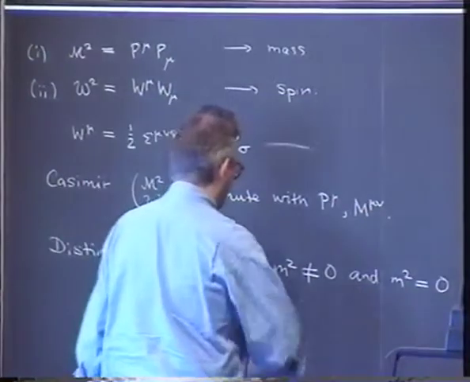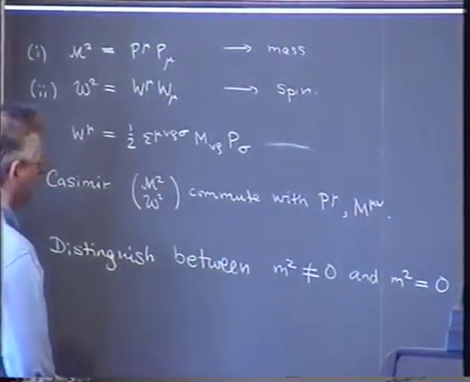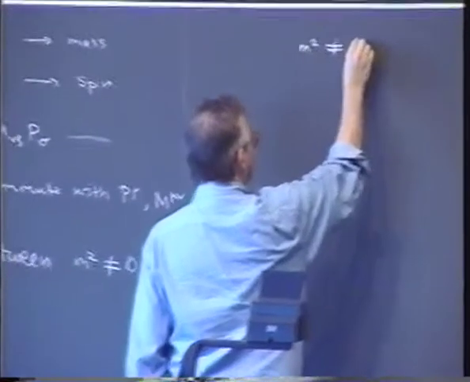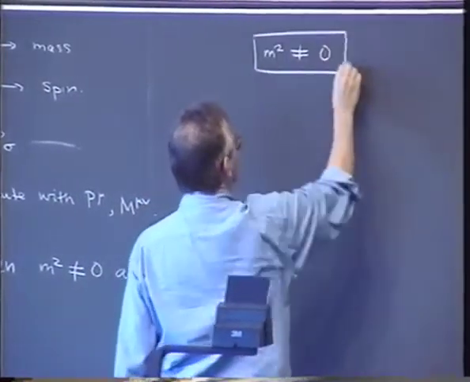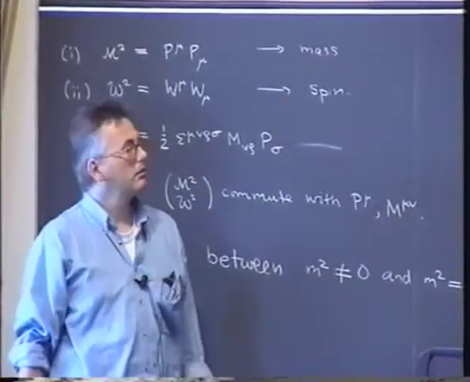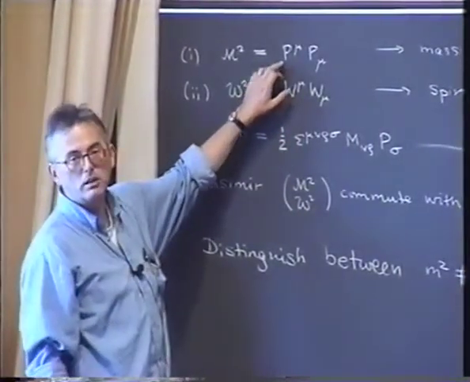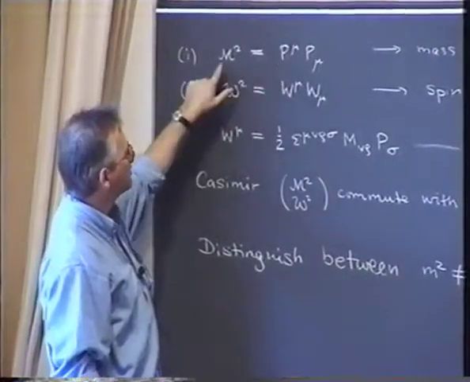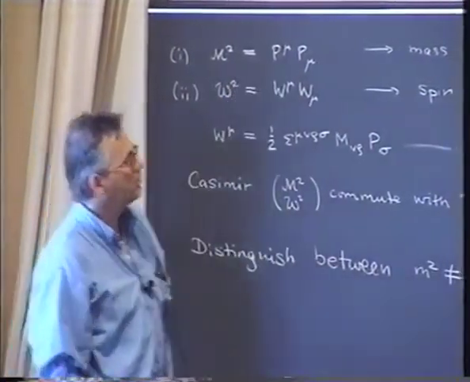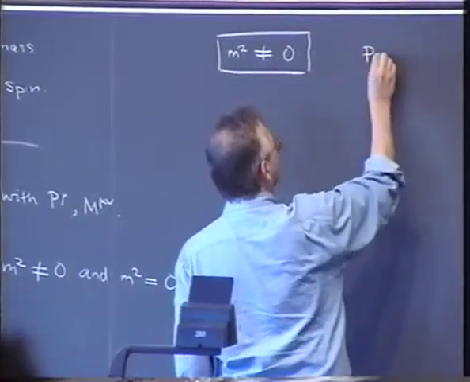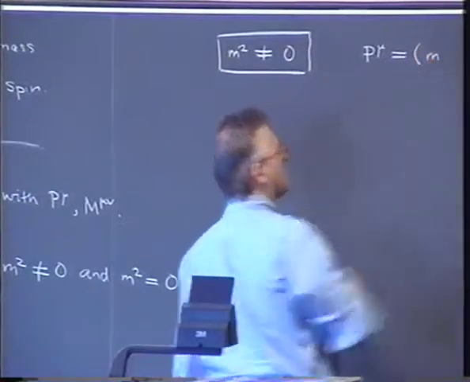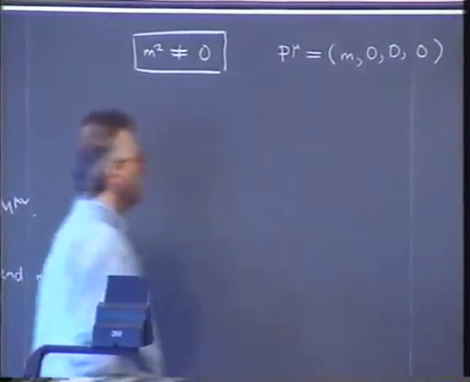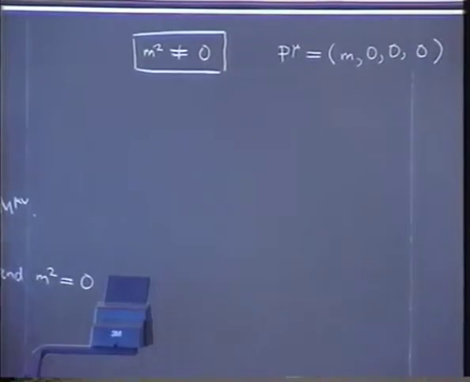Let's first look at the case m squared different from 0. Given any 4-vector, and we assume we are looking at a state on which p mu acts diagonally, we can always switch to another frame, a so-called rest frame, where p mu has just the first component different from 0 and no momentum. As we said, we assume that m is different from 0.